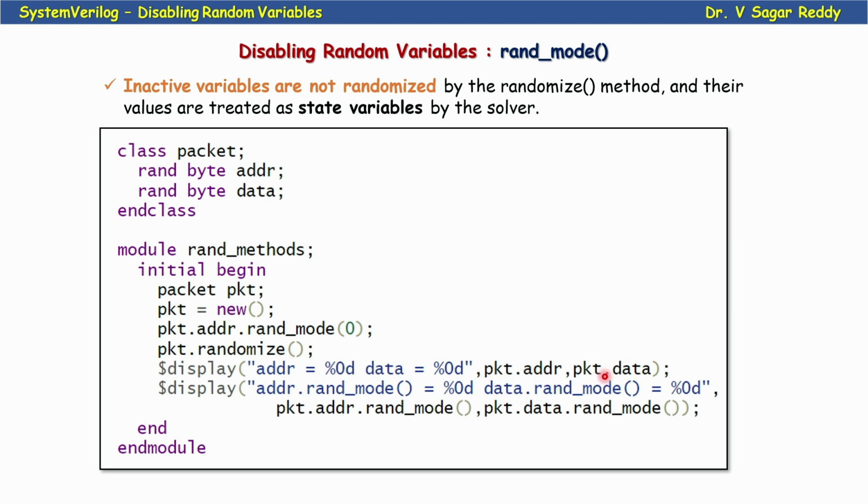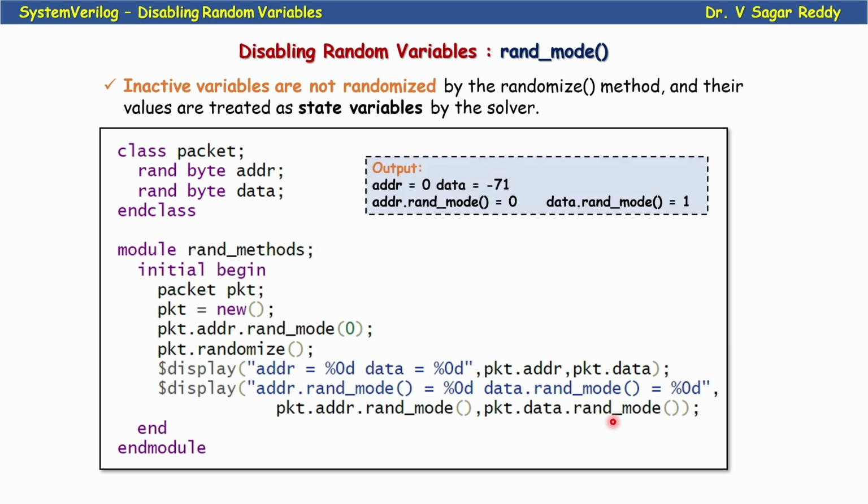I display those values after randomization, and I also return the active state of those random variables by using pkt.address.rand_mode. It returns the active state of address. In this example we made it inactive, so it returns 0. And pkt.rand_mode returns 1, since all random variables are initially active.